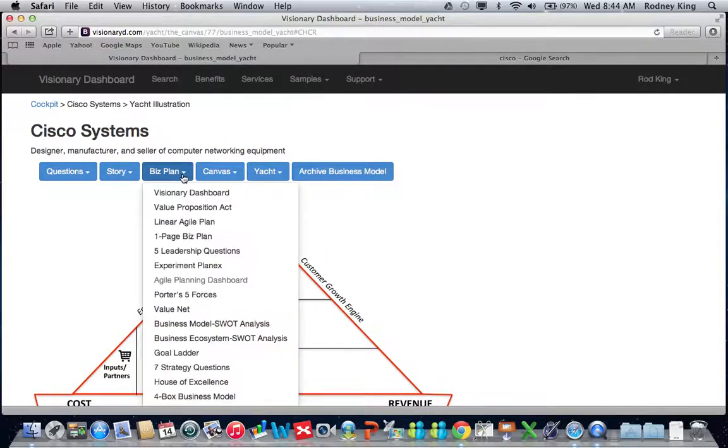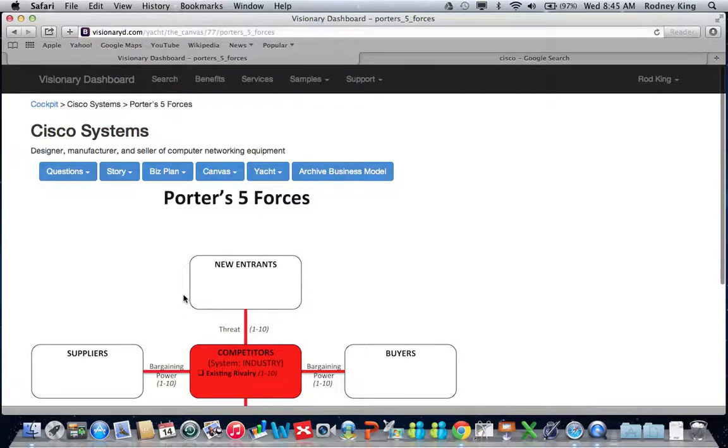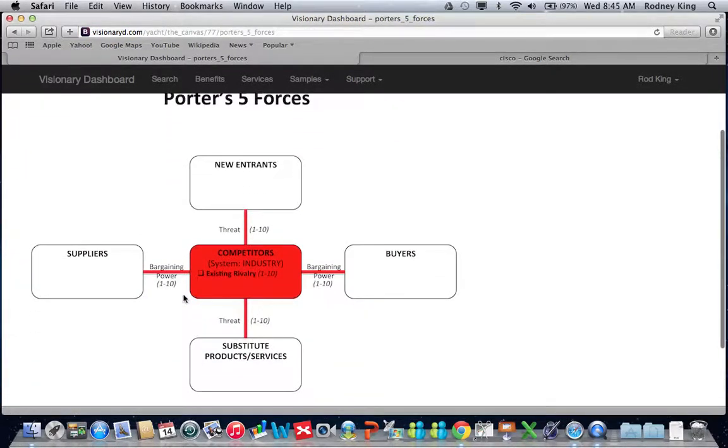We can even go down to some levels of analysis, including Porter's 5 forces. Once the information is in the database, these analyses can be automatically done.